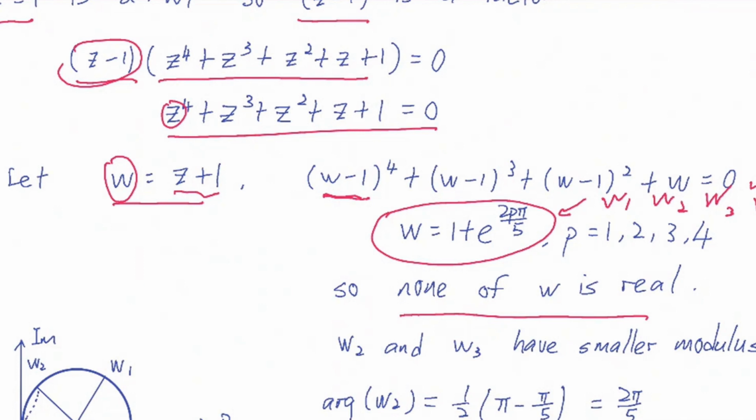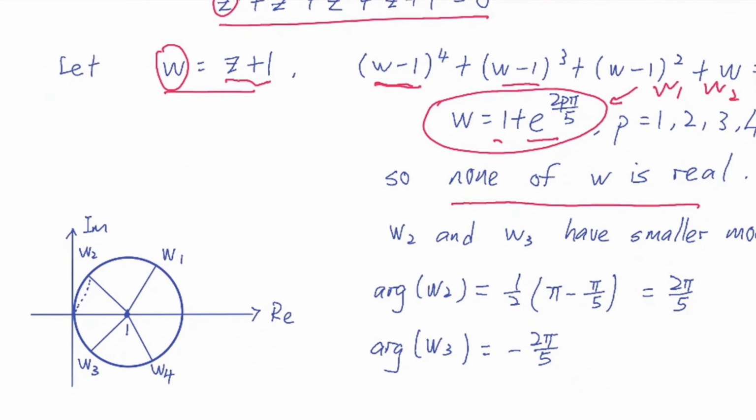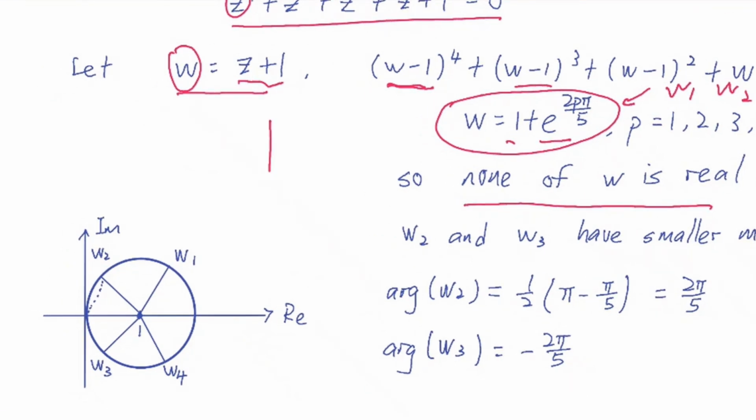Another way that we can look at it is this idea where W here is actually 1 plus e power 2p pi over 5. The p is 1, 2, 3, 4. So it means that originally the e power like this thing here is actually on a circle that has all the roots, which is like this.